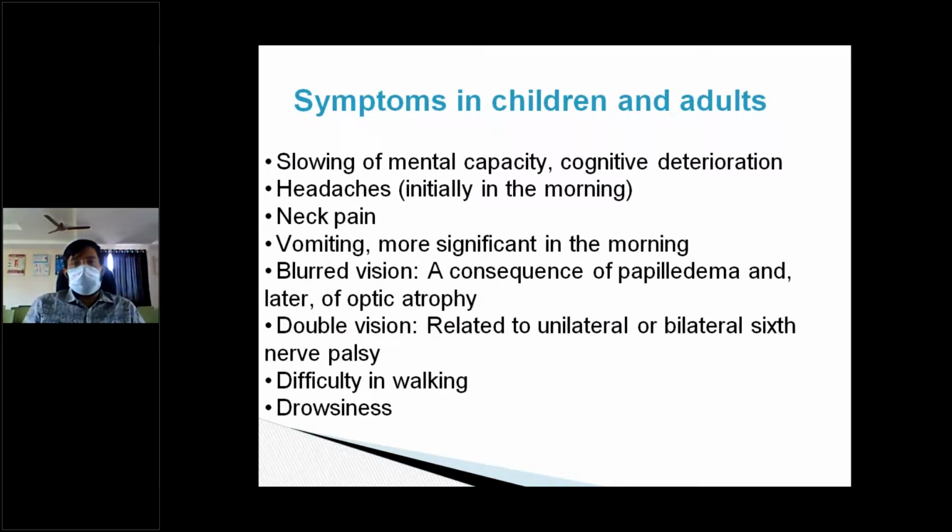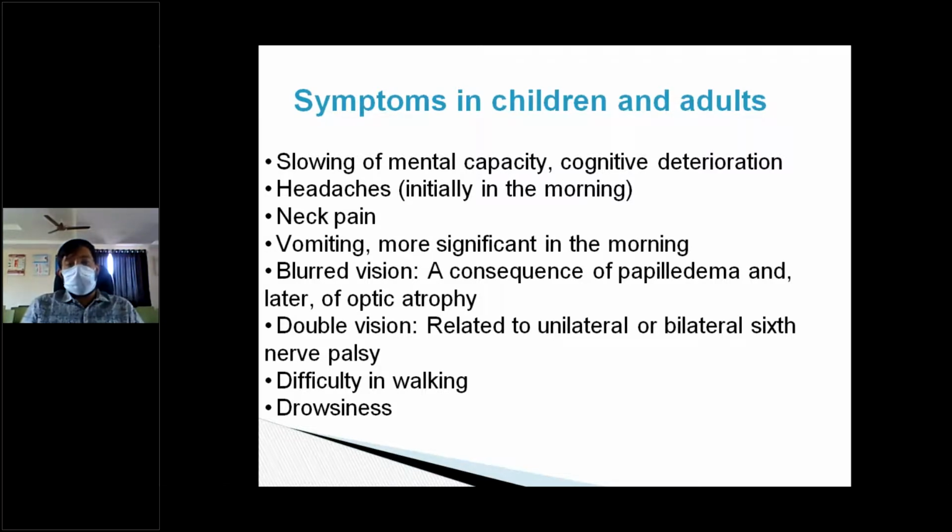Common symptoms in children and adults. As the cerebral hemispheres, cerebellum and the brainstem are affected, they will have numerous symptoms, that is, slowing of mental capacity and cognitive deterioration. The patient will also have delayed milestones. Headaches are present initially in the morning because of continuous accumulation of CSF; by the end of the day, the headache will subside due to flow of the CSF and no accumulation.